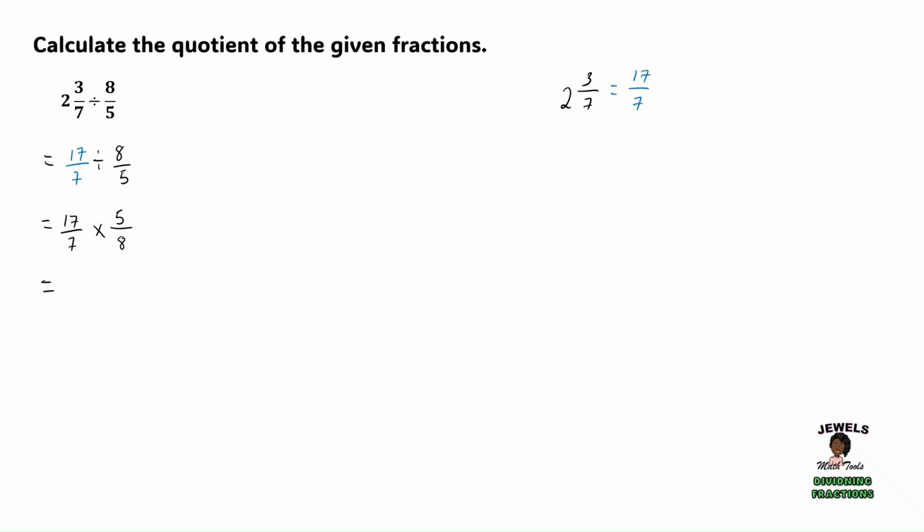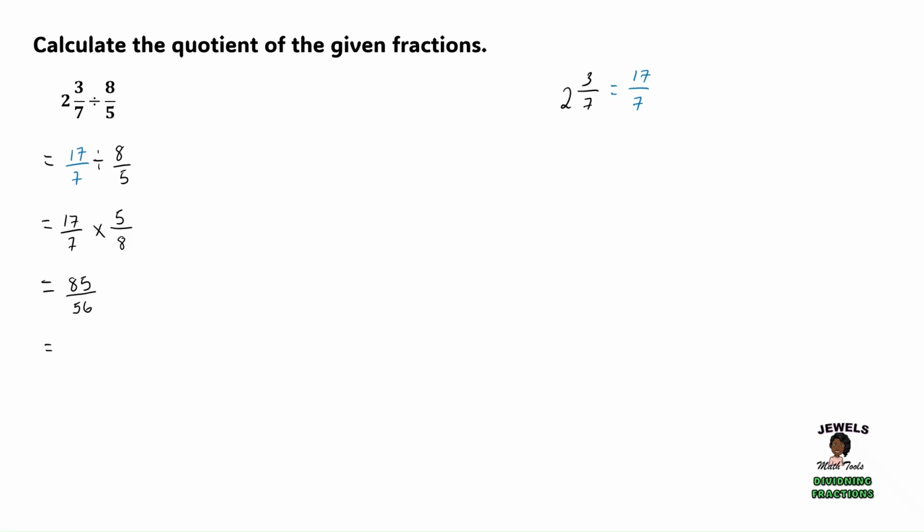So now that we have applied our steps of dividing fractions, we're now going to move into our multiplication. We're going to be multiplying 17 times 5, which will equal 85. And when we multiply 7 times 8, that will equal 56.